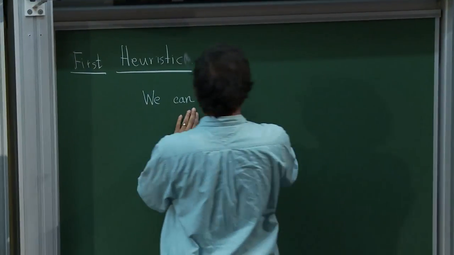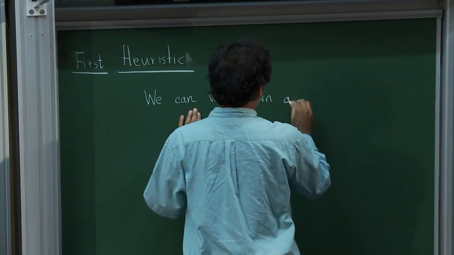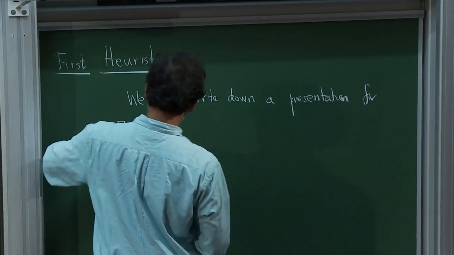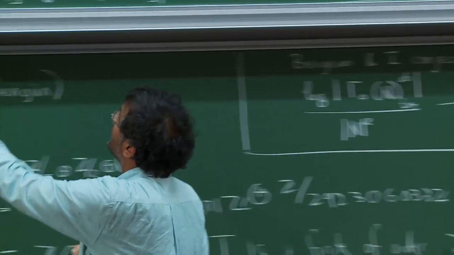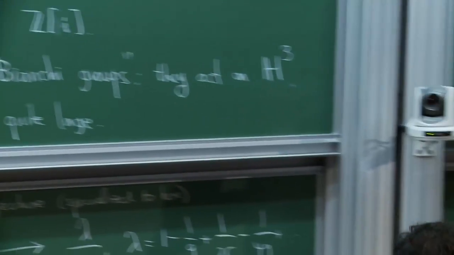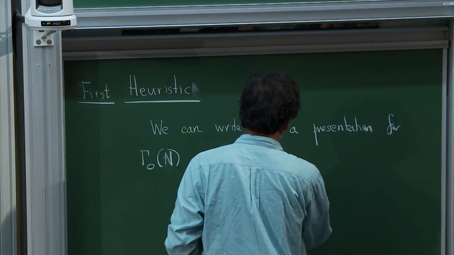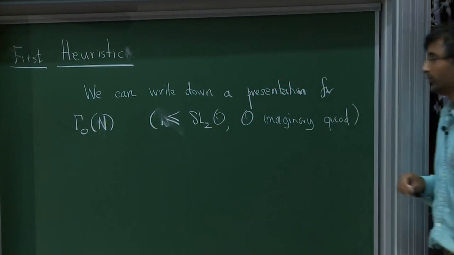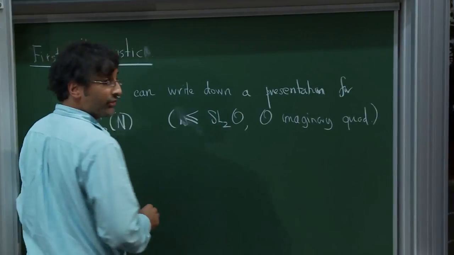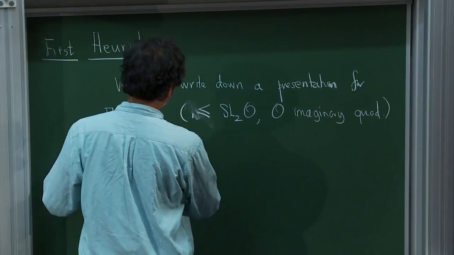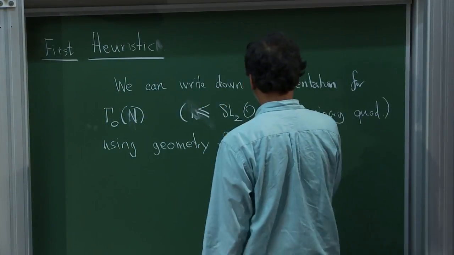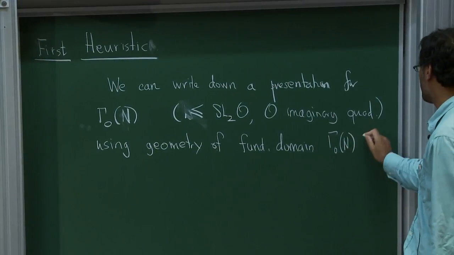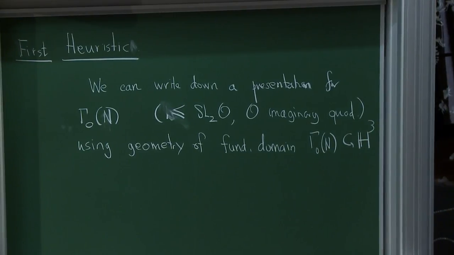All right, so the first heuristic is, we can write down a presentation for Γ_0(n). From now on, when I write Γ_0(n), we're always dealing with it inside SL_2(O), where O is now an imaginary quadratic order. I never mean inside SL_2(Z) anymore. So we can write down a presentation for it using the geometry of a fundamental domain. This Γ_0 acts on hyperbolic 3-space, and I will say more about that. Using the geometry of the quotient, you can write down a presentation for it.